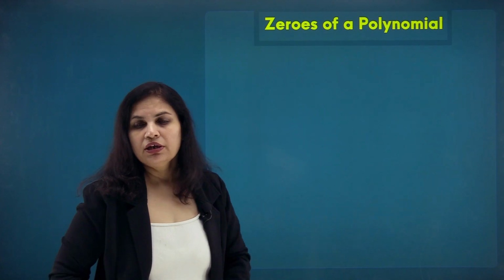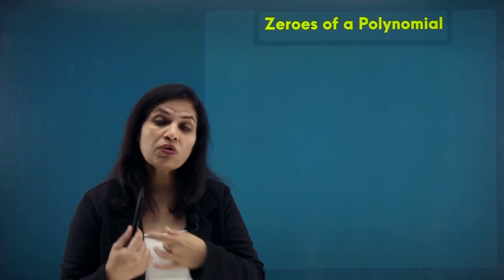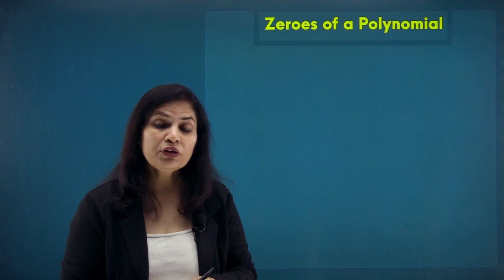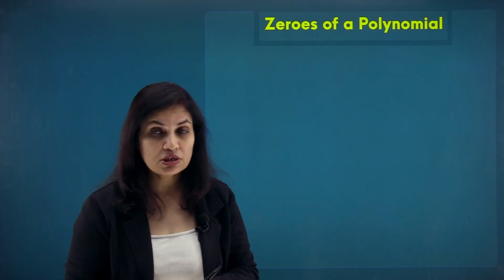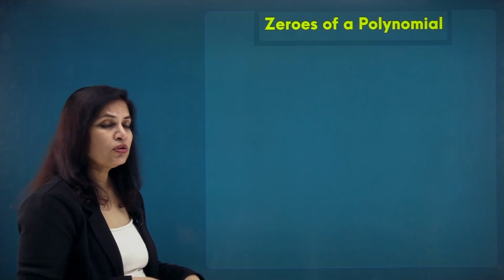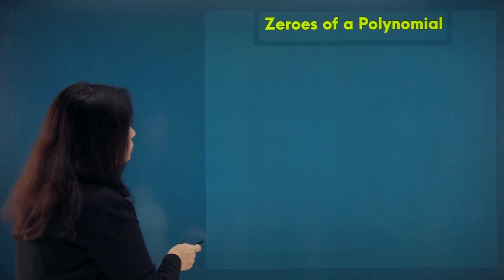Now, coming to zeros of a polynomial. What are zeros of a polynomial? We know what are values of a polynomial. How do we get the value? Just by substituting the value of x. Now, zeros of a polynomial. Zeros of a polynomial are nothing but those values of x which will make the polynomial equal to 0.